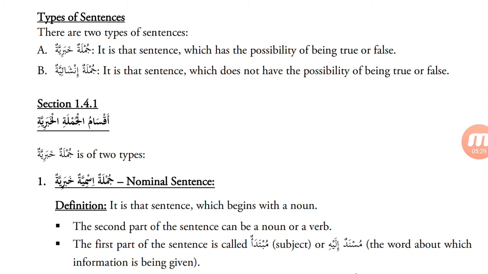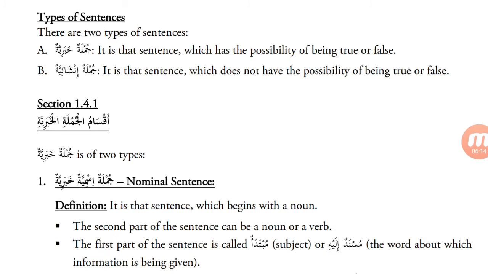Types of sentences. There are two types of sentences. A. Jumlatun Khabariyah. It is that sentence which has the possibility of being true or false. So Jumla Khabariyah comes under Murakkab Mufid, a compound of two or more words that make sense and are a complete sentence.